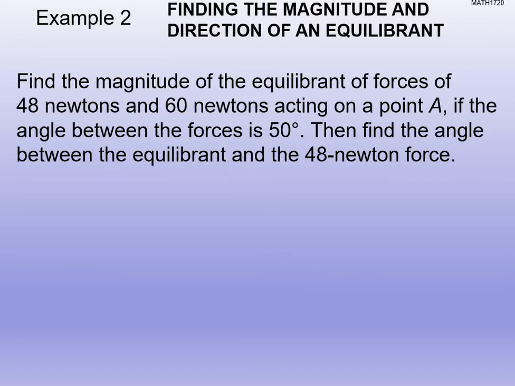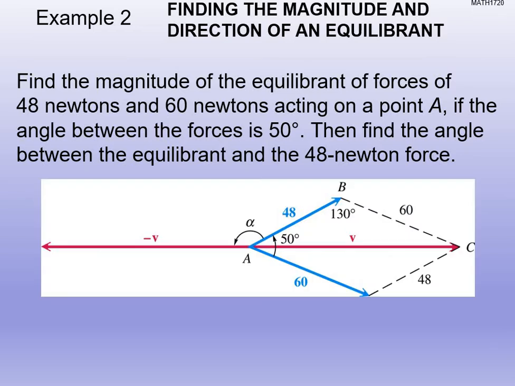We want to find the magnitude of the equilibrant of forces of 48 newtons and 60 newtons acting on a point A. If the angle between the forces is 50 degrees, find the angle between the equilibrant and the 48 newton force. All right, so you're going, what does all that mean? Well, we'll read into it and then we'll draw a sketch. Always draw a sketch the best you can. Okay, so draw the sketch as such. The first thing you should start with is AB here and AD.